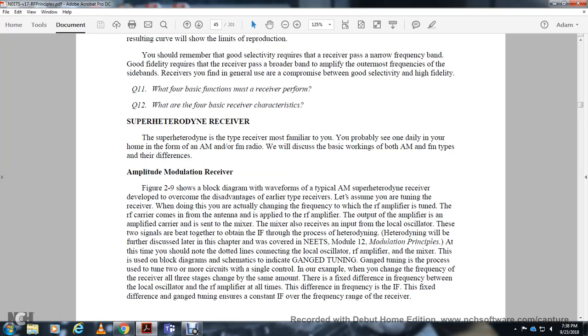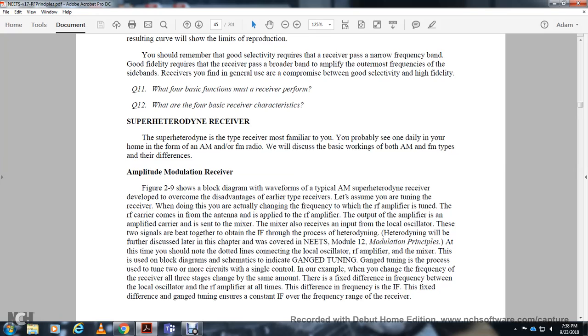Alright, the amplitude modulation receiver. Figure 2-9 shows a block diagram of the waveforms in a typical AM superheterodyne receiver, which was developed to overcome the disadvantages of earlier types of receivers. Assuming you are tuning the receiver, the radio frequency amplifier is tuned, and the carrier frequency comes from the antenna and is amplified by the radio frequency amplifier.